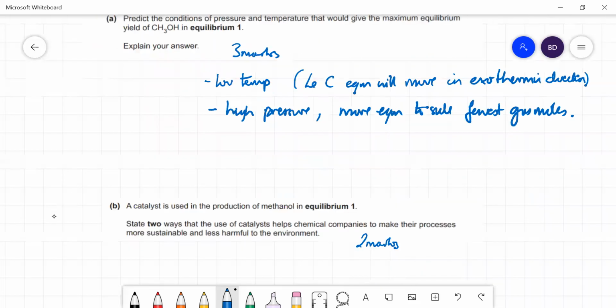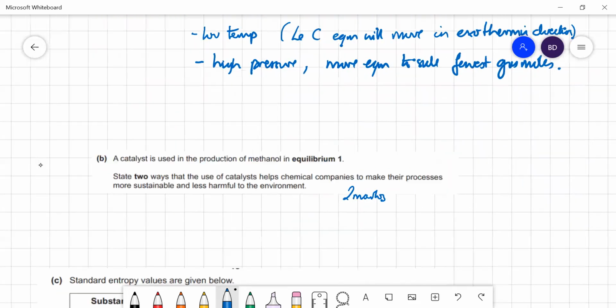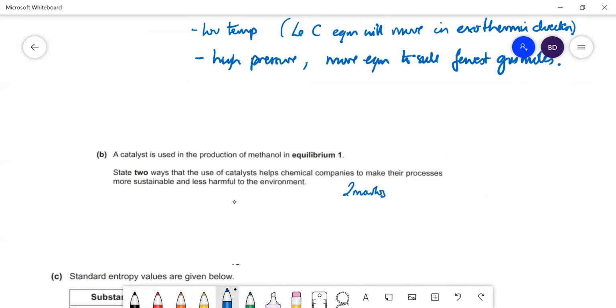Right. A catalyst is used in the production of methanol. State 2 ways in which the catalyst helps chemical companies make their processes more sustainable. Right. Now, I was a little bit flummoxed with this, so I actually looked at the mark scheme.